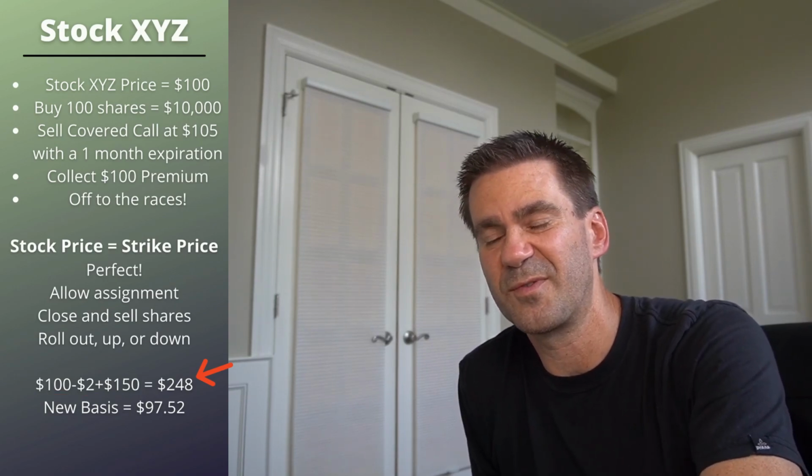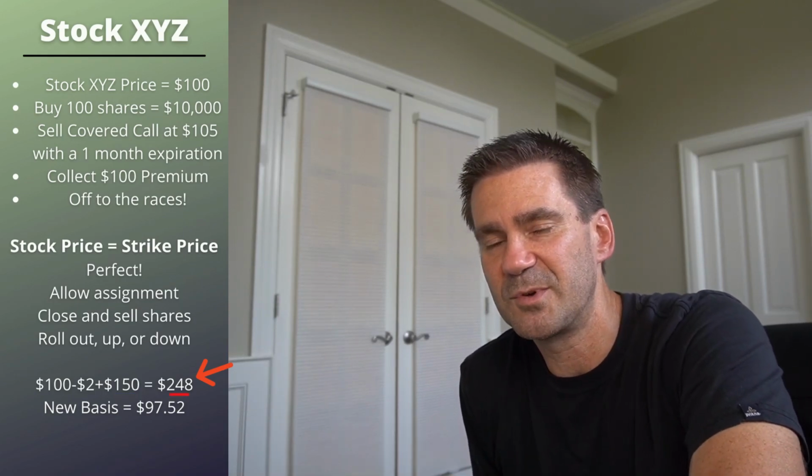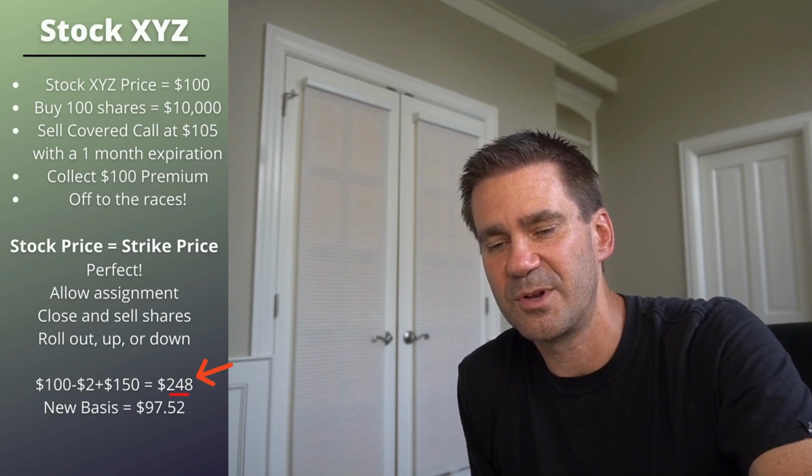Now we're going to sell our next one for, we'll collect $150. I don't know, whatever strike price you pick. So altogether, you'd be up $248. And that's how you would adjust your basis. You take that against that original $10,000, adjust it, and you'll see that your new break even is now, what, $97.50 or so. So you're doing pretty darn good in that situation.